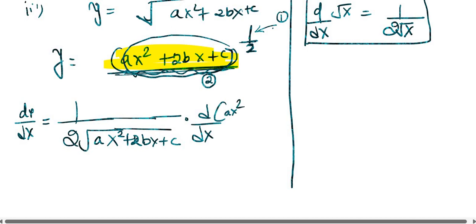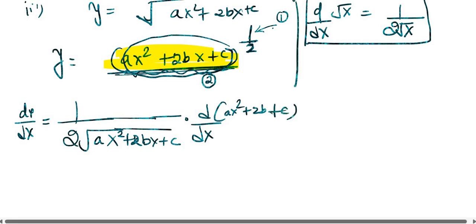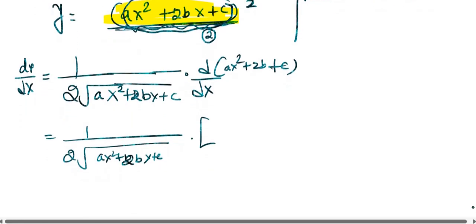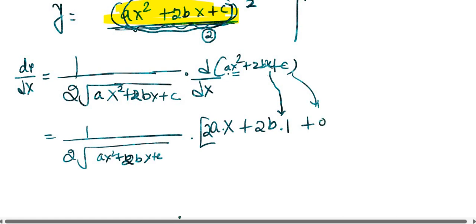Now I will differentiate this, ax square plus 2bx plus c. Perfect. So the derivative will be 1 by twice under root ax square plus 2bx plus c, and the derivative of this will be what? a as it is, and the derivative of x square is twice x, plus 2b, and the derivative of x is 1, and the derivative of c is 0. So this is my final answer.